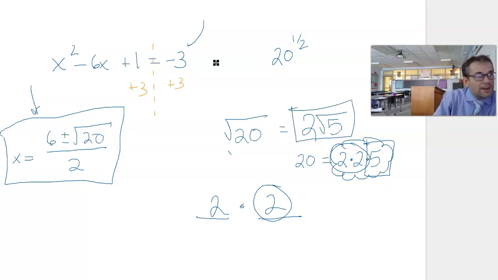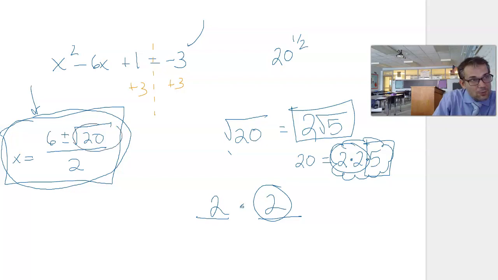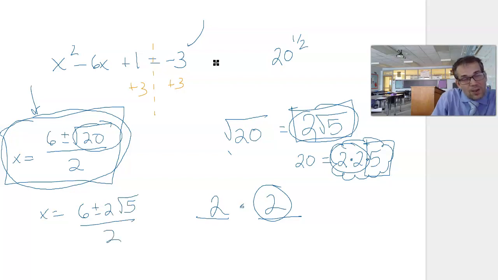So with that in mind, I can look back at my answer. We had put a hyper laser-like focus on this radical 20. We saw that this radical 20 equals 2 root 5. So x actually equals 6 plus or minus 2 radical 5 all over 2. If you write that down as an answer, I'd be pretty happy with that.